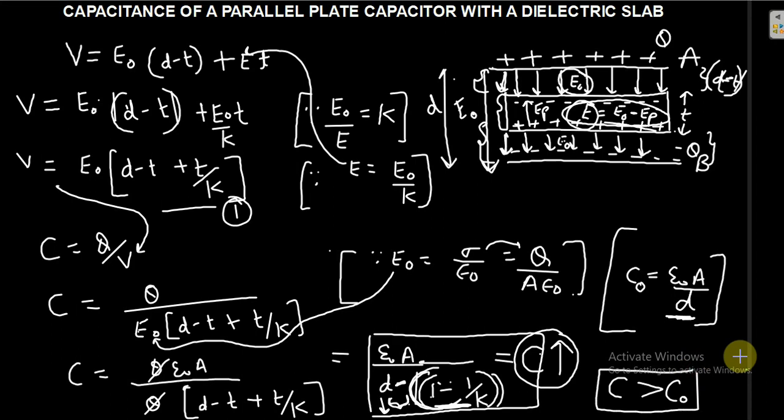So if you compare the two topics, first when a conducting slab is between the parallel plates and when a dielectric slab is between the parallel plates, in both cases capacity will increase. So we conclude here that a dielectric slab between the two parallel plates of a capacitor will increase the capacity of the capacitor. We can store more charge when a dielectric slab is in between the two parallel plates.